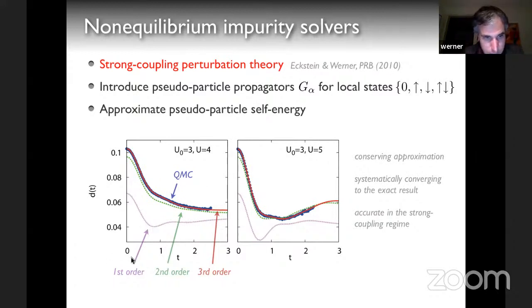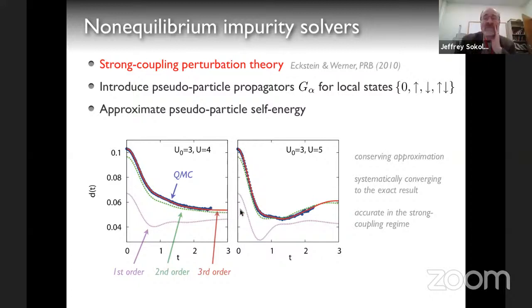The violet curve, this is the non-crossing approximation result, which is very bad, especially because the initial state is not well described. But already the second order one-crossing approximation result is qualitatively quite good. And the third order result is then completely on top of the Monte Carlo simulations. And because this is cheaper numerically than the Monte Carlo approach, we can push these simulations to somewhat longer times.